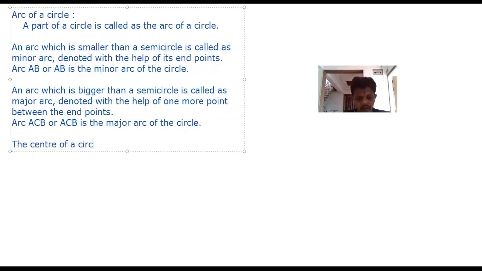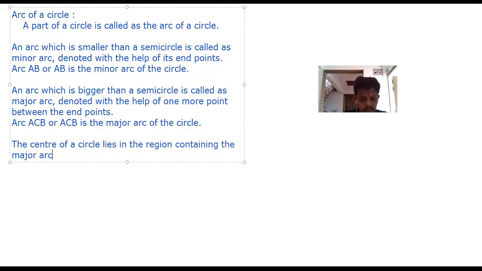The center of a circle lies in the region containing the major arc. Center lies in the region containing the major arc. This is the symbol of arc ACB or arc AB. Show it. Immediately draw the figure to its right.